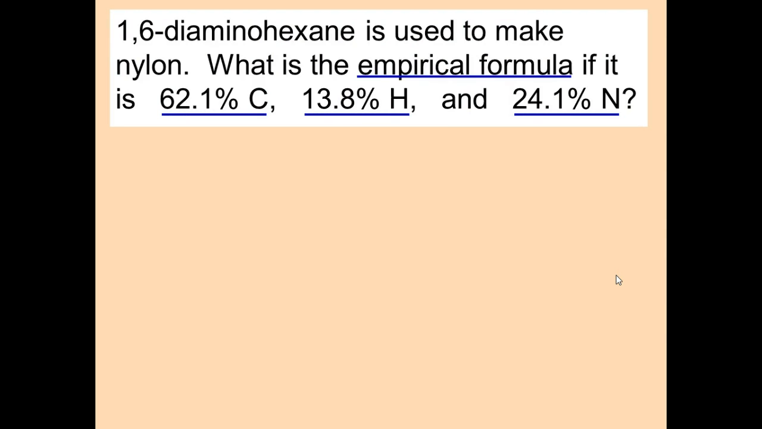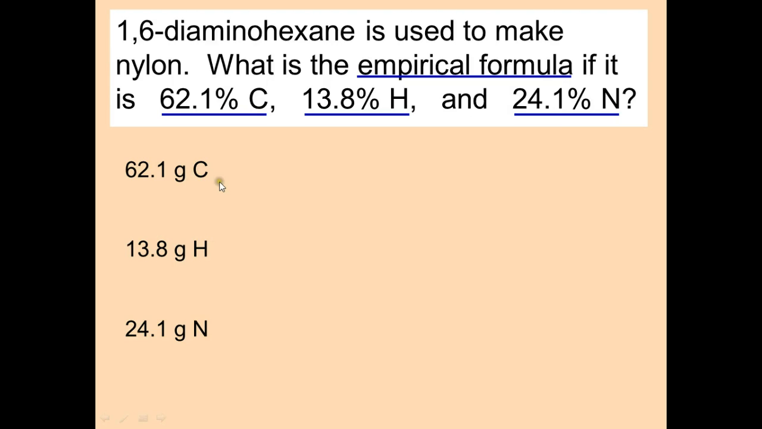So we go from percent to mass. We just change the percent signs to little g's, and then we do percent to mass, mass to moles. So we can divide them by the element that they're representing, by their atomic mass.